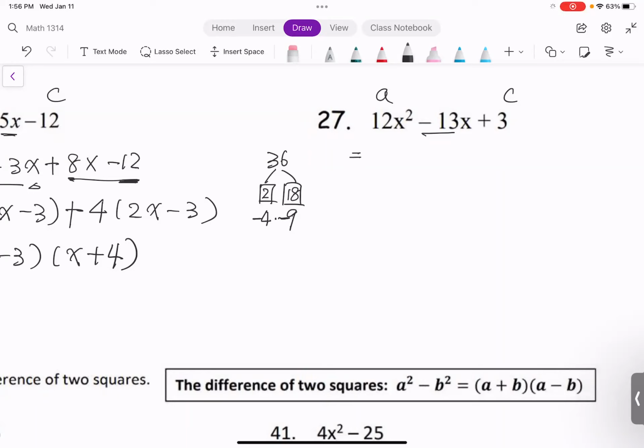So multiplication gives a positive and addition gives a negative. Break down the middle term into negative 4x and negative 9x. 12x squared minus 4x minus 9x minus 3. So first two, last two. Factor out the GCF from 12 and 4. It's 4x. We have 3x minus 1 left. Then minus, factor out the 3 from the numbers, negative 3. So we have 3x.